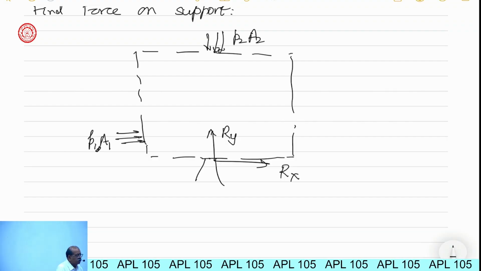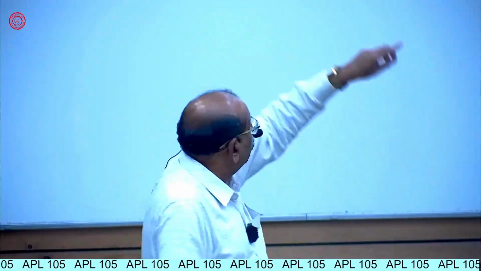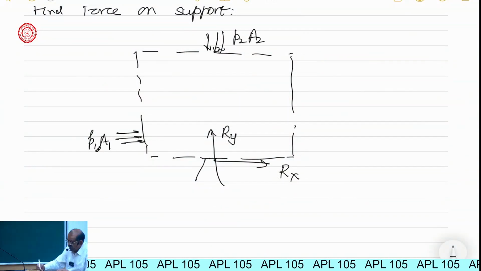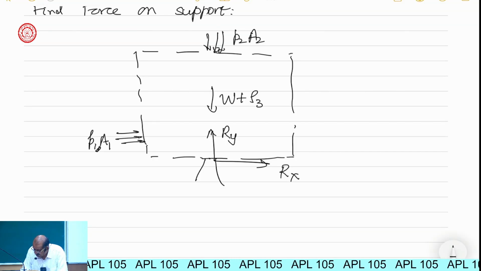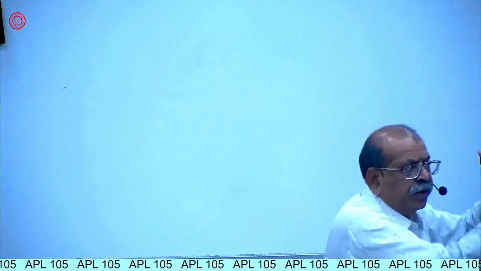On 3, there is exit to the atmosphere, which is like a jet. So therefore, the pressure is atmospheric, so there will be no pressure. So the total external forces which are there are these. And then also we have weight plus rho 3 times volume of the fluid times g. These are the external forces acting on the control volume.